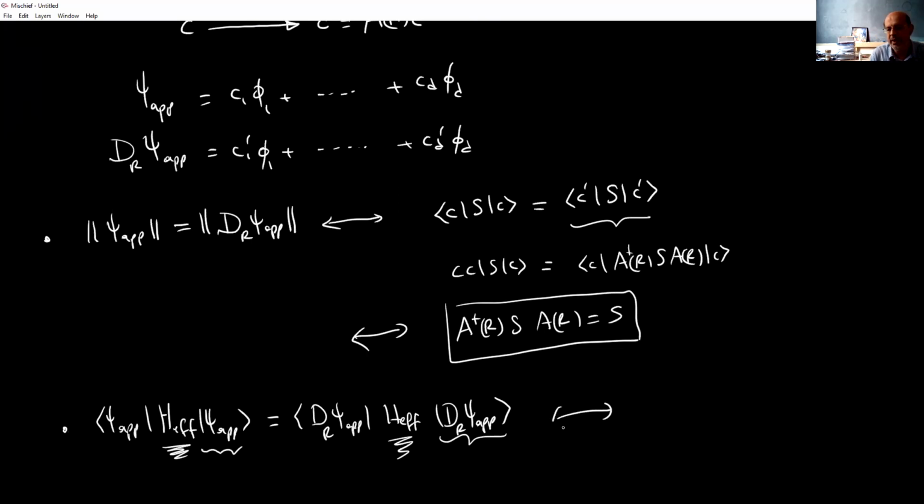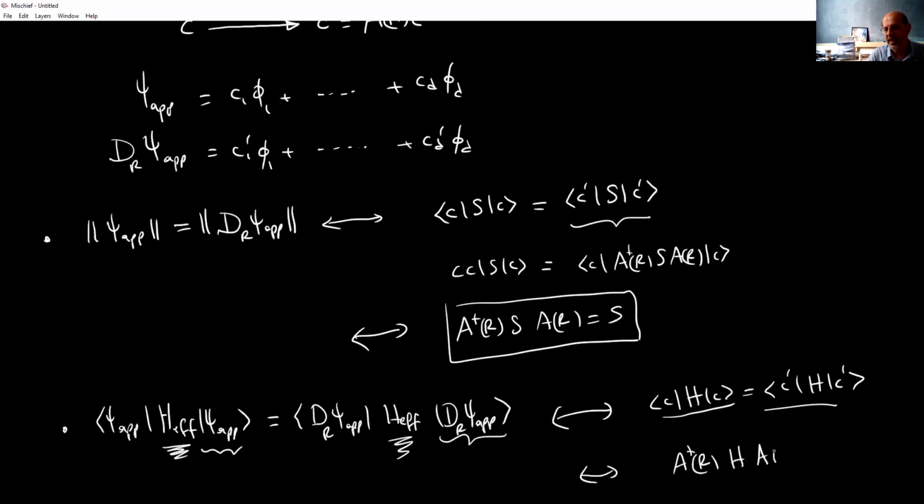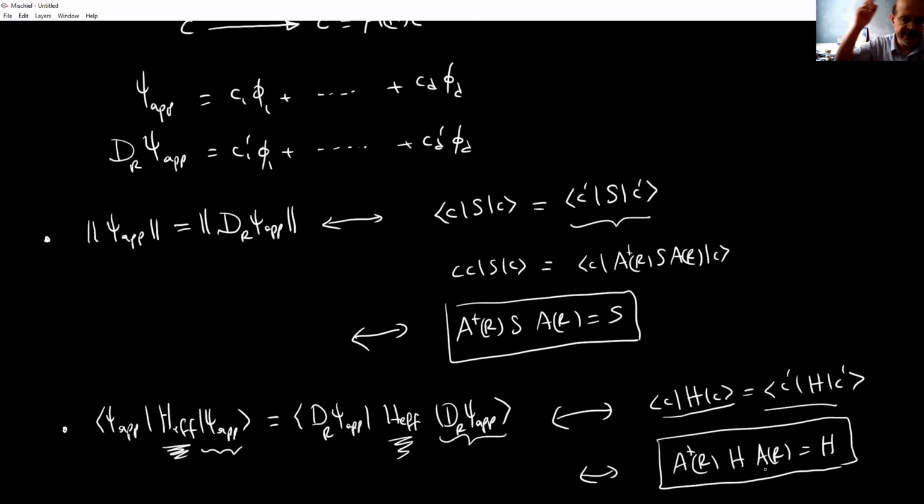In any case, this implies that in terms of matrices, we have this statement that the matrix Hamiltonian has the same expectation value in C and C prime. This is the same statement as saying that A dagger(R) H A(R) is equal to H. Okay, I have to express the symmetry statement in terms of both the overlap matrix and the Hamiltonian matrix, right? And this is how I can do this.